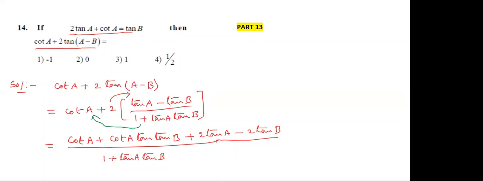Now observe that this is tan A, sorry, A is missing. What is tan A into cot A? Tan theta into cot theta, we know very well. Cot A we can write as 1 by tan A. So tan A into cot A means tan A into 1 by tan A, these two are going to cancel. That value should be 1.